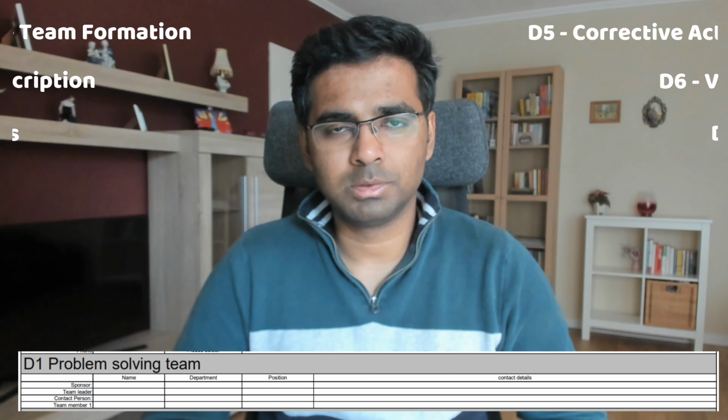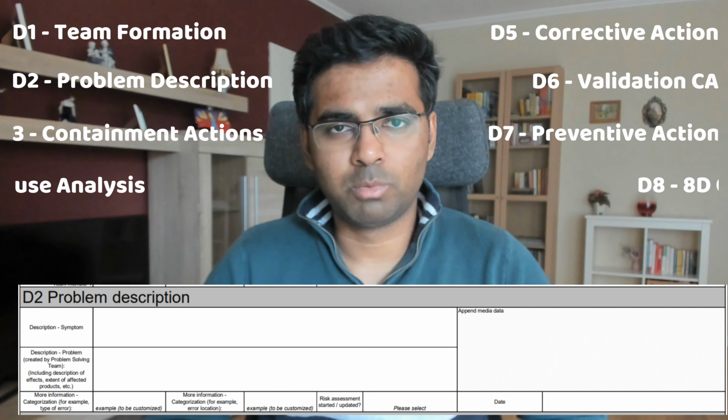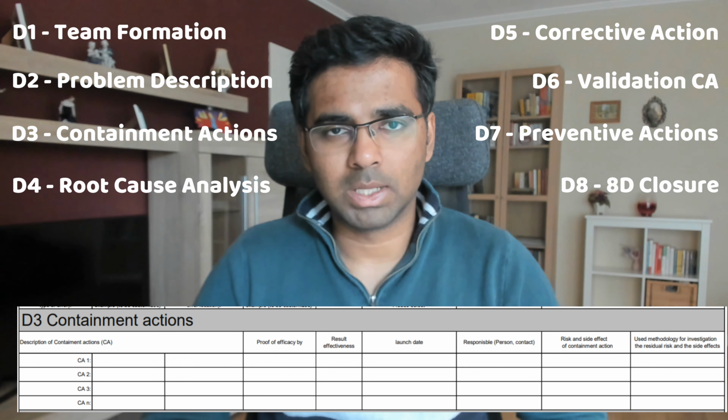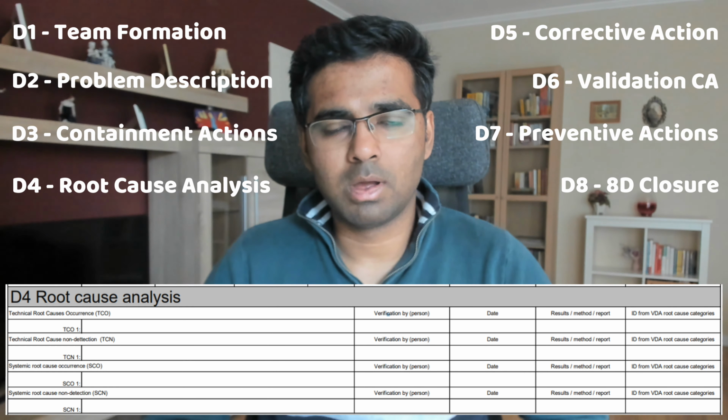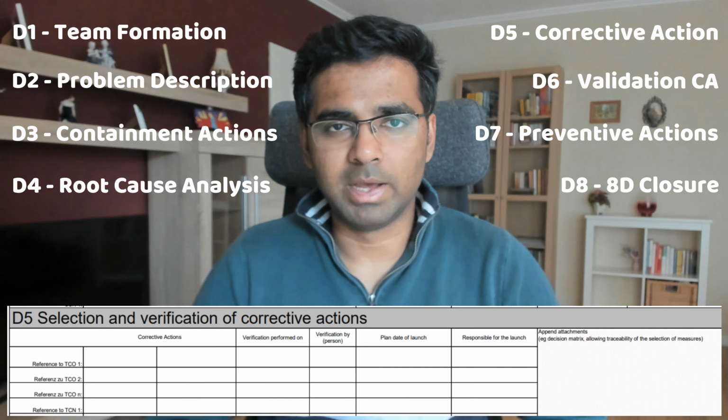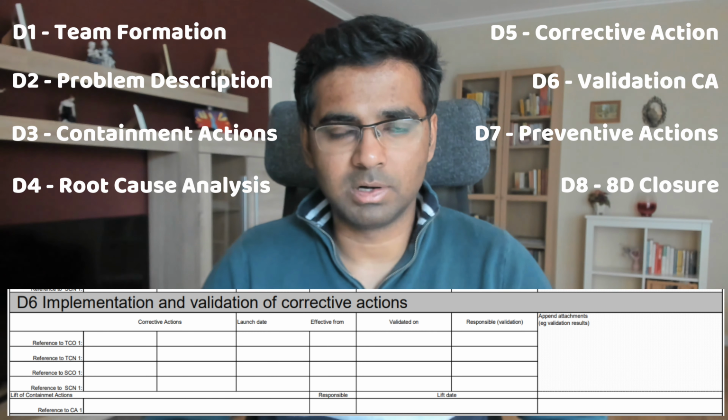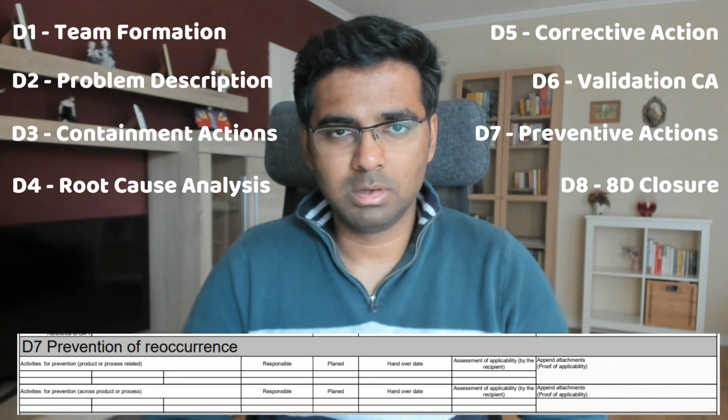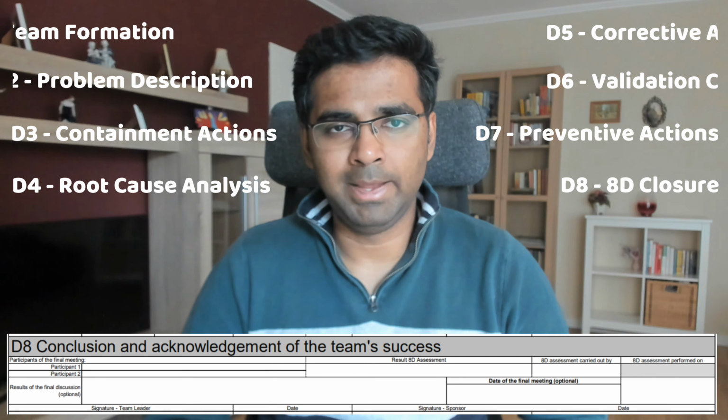As the name indicates, the 8D problem-solving approach has 8 steps. It's also called 8 disciplines. The 8 steps are as follows. Step 1, team formation. Step 2, problem description. Step 3, containment actions. Step 4, root cause analysis. Step 5, defining the corrective actions. Step 6, verification of the corrective actions. Step 7, preventive actions. Step 8, closure of the 8D report.